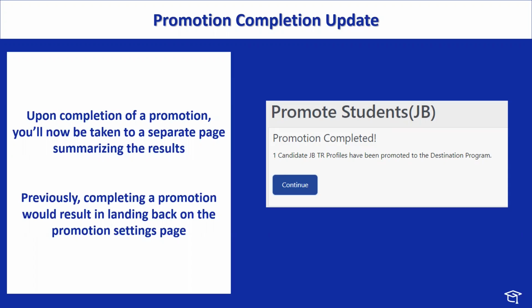Upon the end of the promotion before this release, you would be taken back to the settings page, which is where you indicate how you want the profile or profiles to be promoted. Now, once the promotion has been completed, you will land on a separate page. Here's a little screenshot on the right-hand side that summarizes how many profiles had been promoted, with a continue button. So no longer will you revert to the settings page and be unclear on, okay, did it process correctly? Do I have to redo this? That caused some unclarity at the end of the previous process. Now we definitely confirm that, give you the total number of profiles that have been promoted, and then a simple continue button to move on.